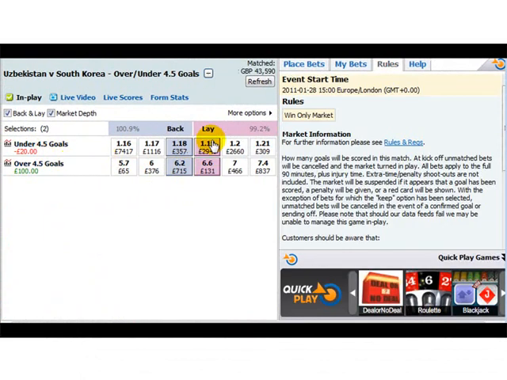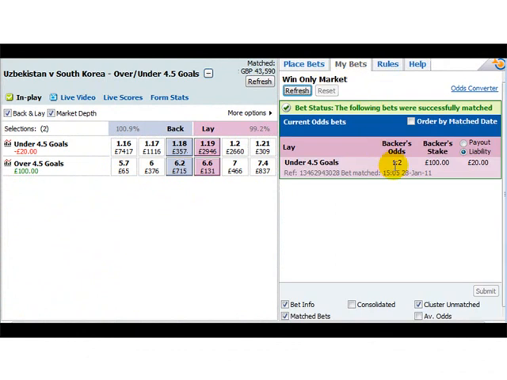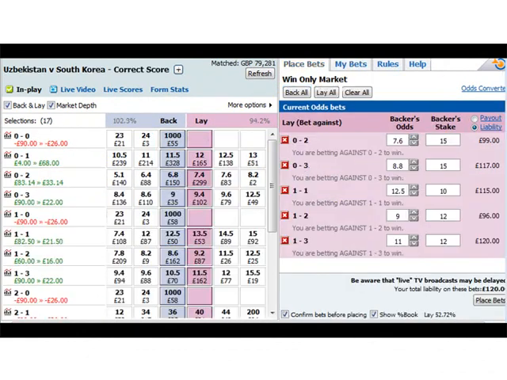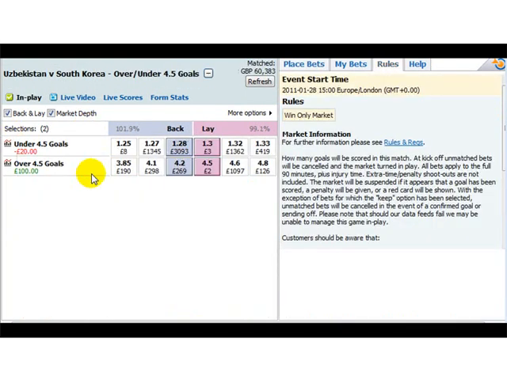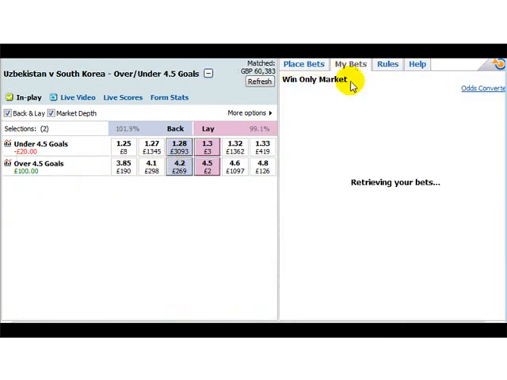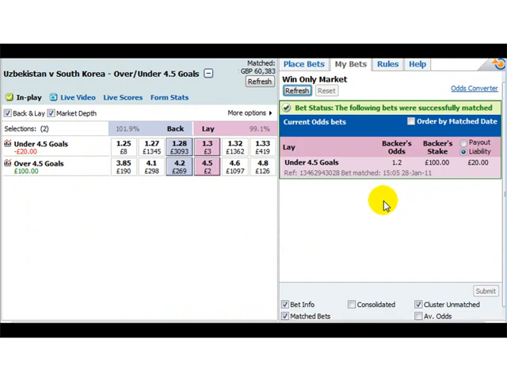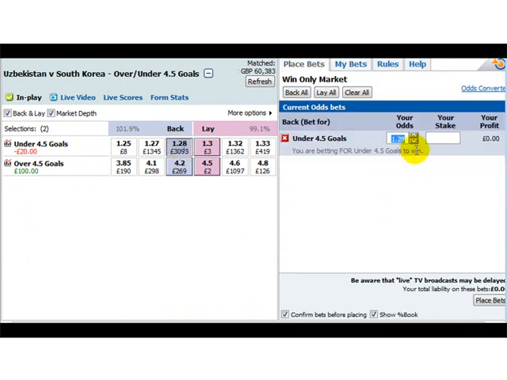We've also laid under 4.5 goals at 1.2 for £100. So we're going to be playing the two markets off as the game progresses, or at least making sure that the under 4.5 market acts as some kind of insurance.